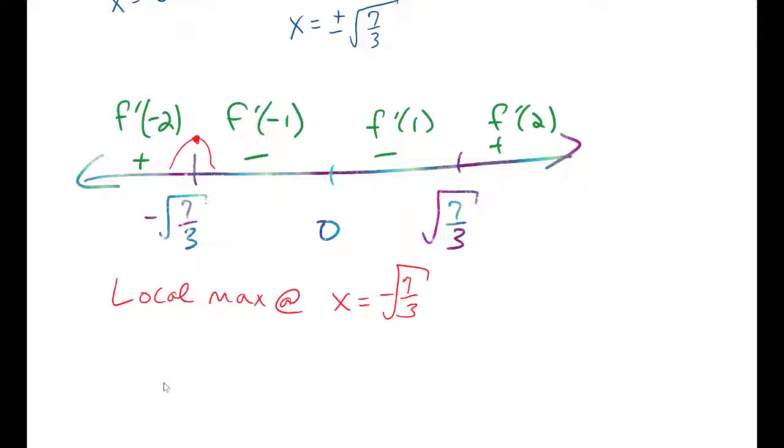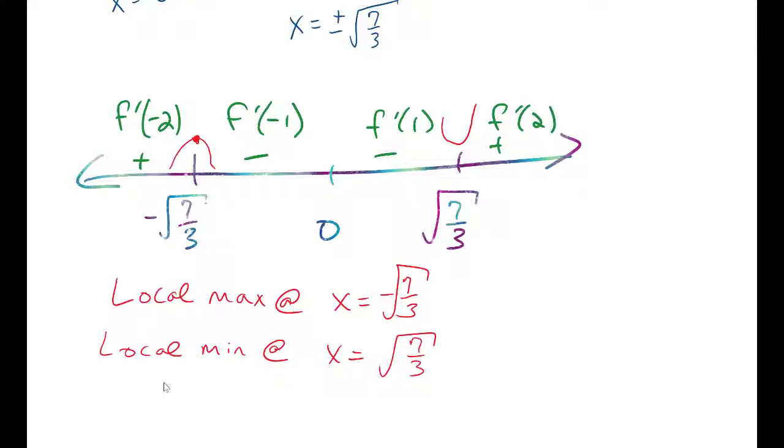Now, going over to the positive square root of 7/3, we see that to the left of this square root of 7/3, we are decreasing. And then to the right, we begin to increase. Therefore, we're going to have a local min at x equals positive square root of 7/3.